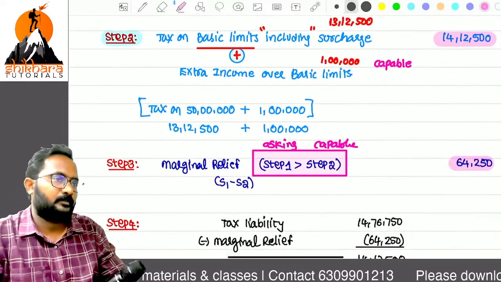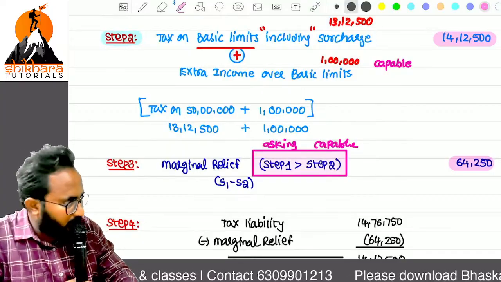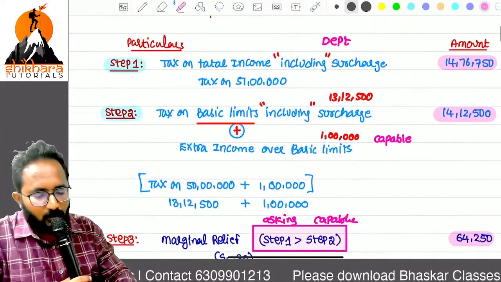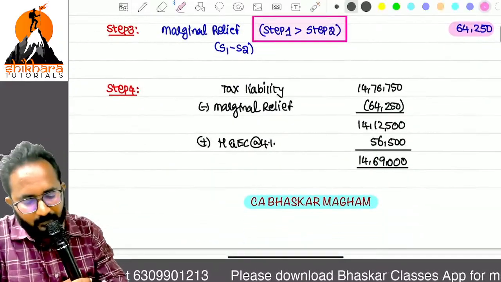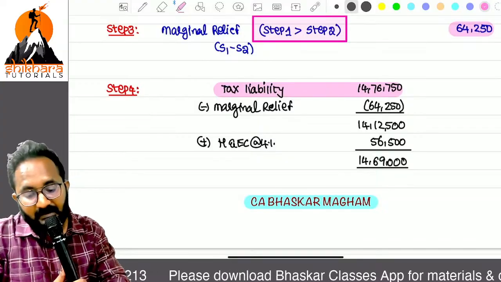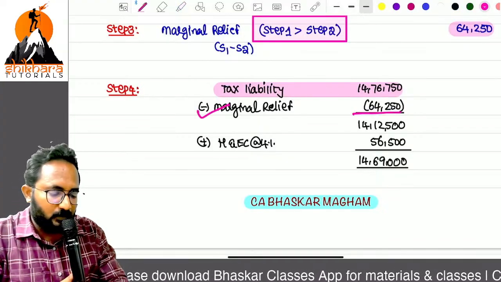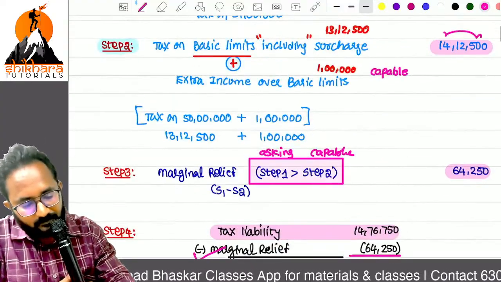64,250 we have as marginal relief. Anyhow, government will ask what? 14,76,750. Yes, you have to pay this amount at any cost. But in this they are given what? Relief. Relief how much? 64,250. Finally, you will get the step 2 answer.